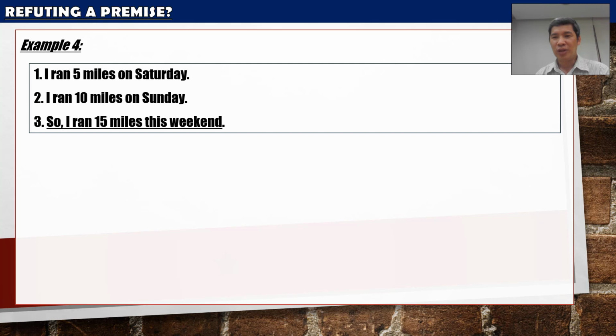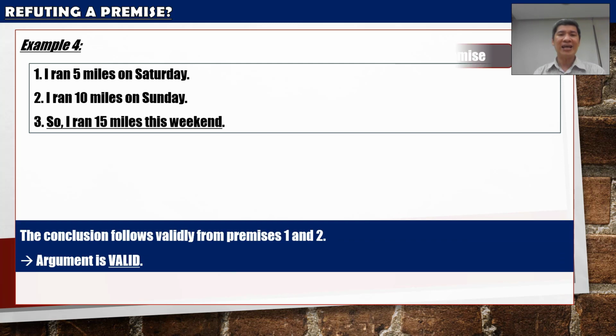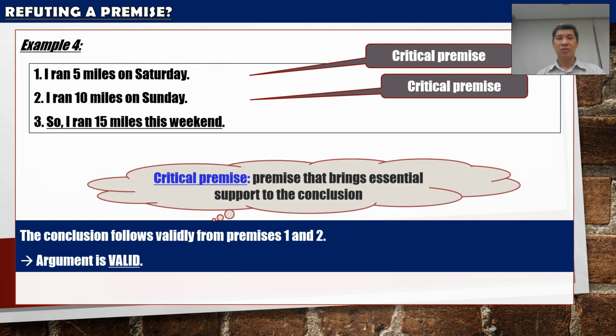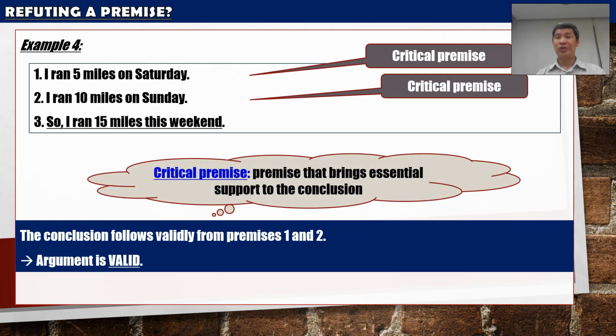So in fact, you and Tuyết Anh ran 15 miles. I just want to give the example that if you want to defeat this, you have to find out the fact to defeat a premise. And in this case, premise number 1, number 2 can be the critical premise, because if we just break the reliability of one of these premises, we can just refute or defeat the argument. We can just make the conclusion become unreliable. Right? So you have the idea of the word critical premise, the premise that brings essential support to the conclusion.